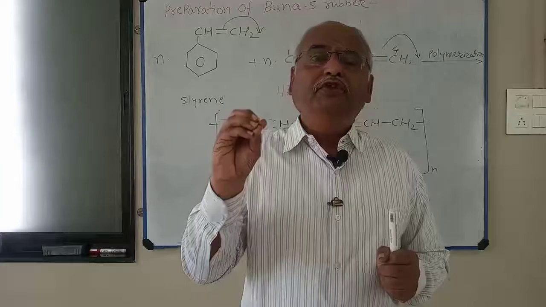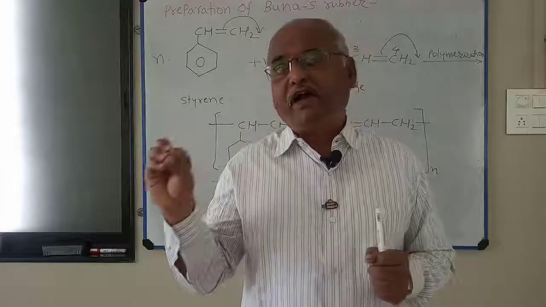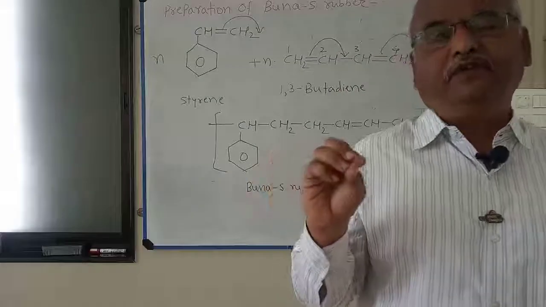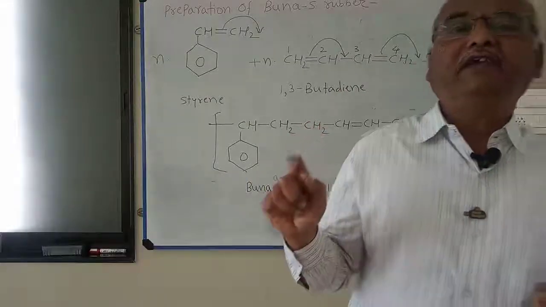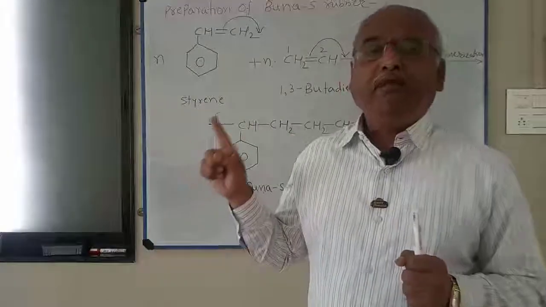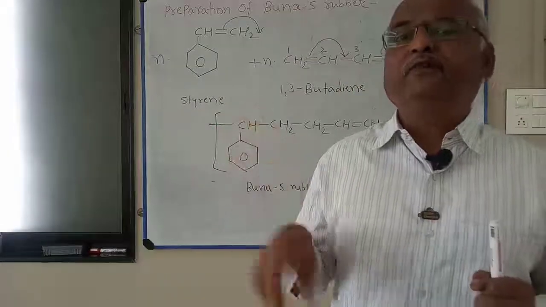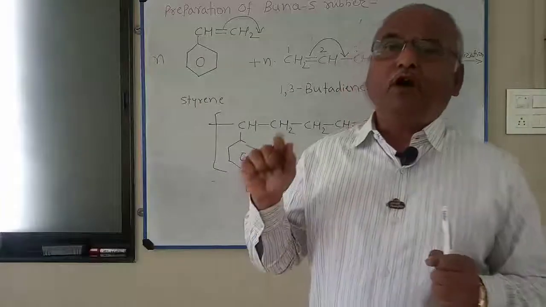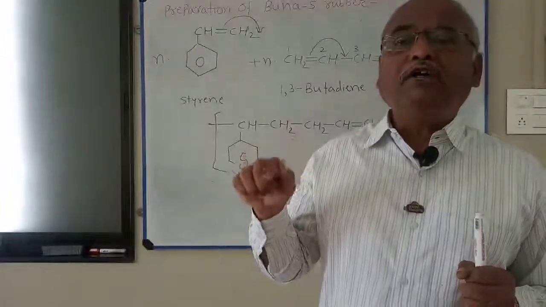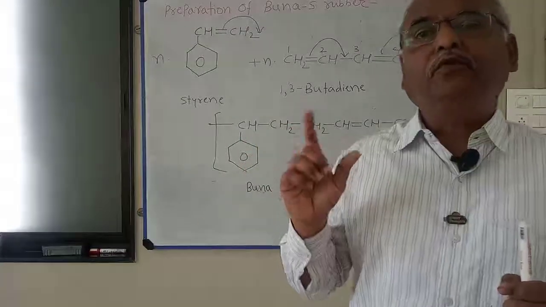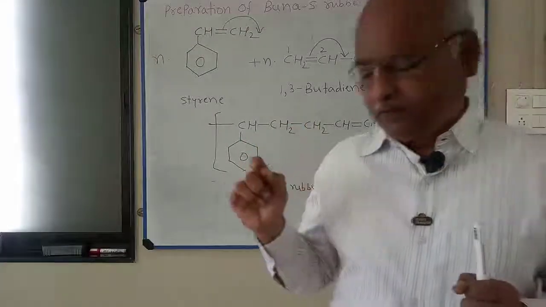It is used to prepare tires. It is used in tire industry. It can be vulcanized by heating with sulfur. Vulcanization is the process in which properties of polymers are modified. It makes more strong, more elastic.